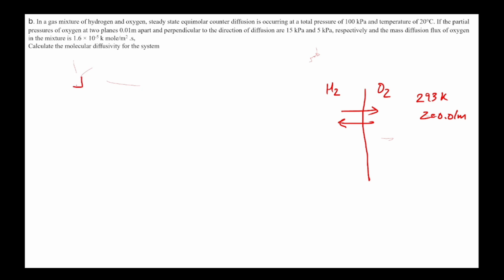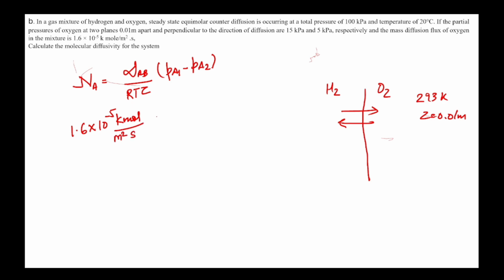Straightforward formula for equimolar counter diffusion. NA is equal to DAB upon RTZ, into PA1 minus PA2. Okay, straightforward. So NA is 1.6 into 10 to the power minus 5. We will see the unit in this particular question. Kilomole per meter square second is equal to DAB, which we have to calculate.